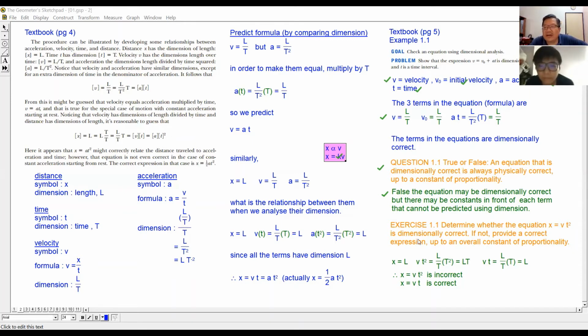So we look at this example here, the Einstein equation, E equals mc squared, right? No, this is not the Einstein equation. Determine whether the equation x equals vt squared is dimensionally correct or not.